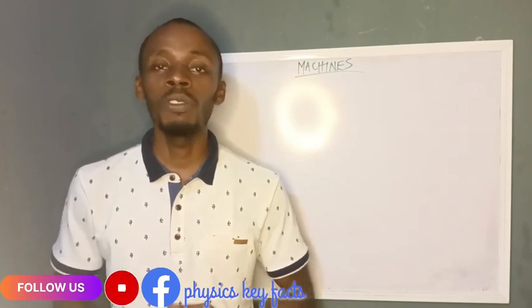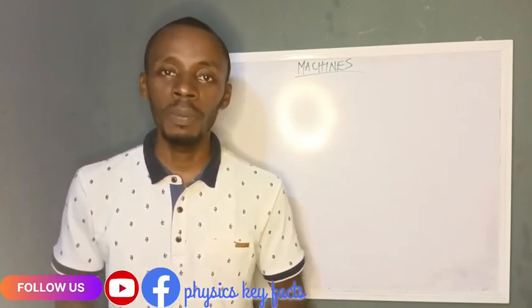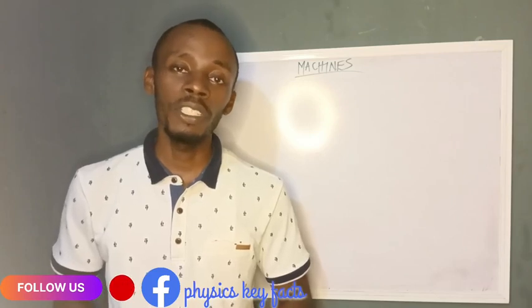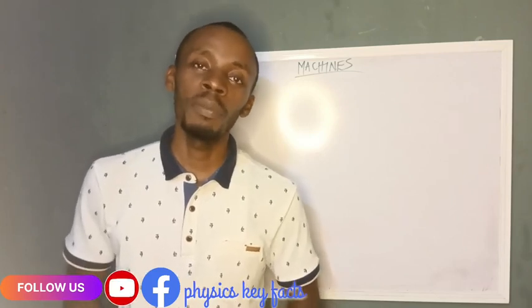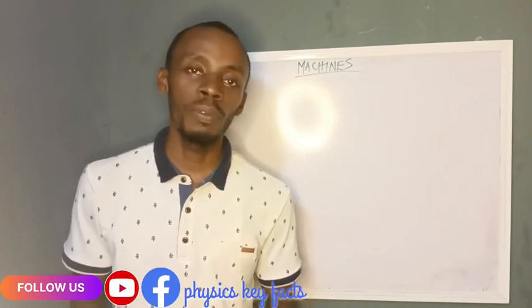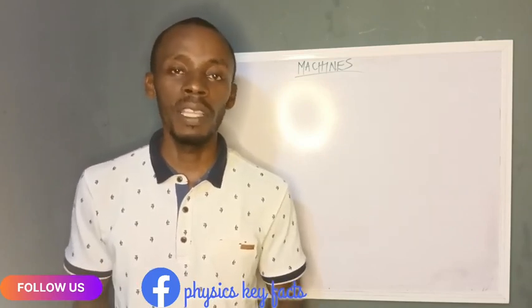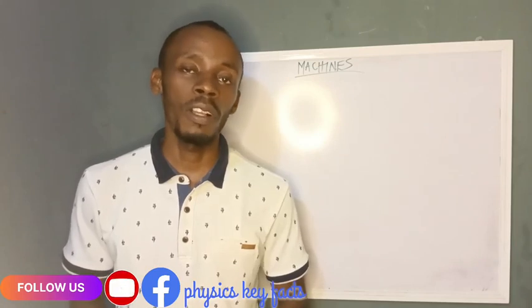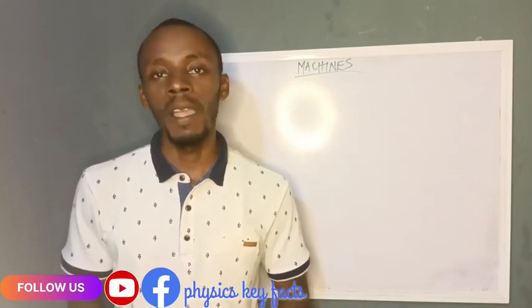Your opener, the one you use in opening drinks, is a simple machine. Nutcracker is a simple machine. Your hammer is a simple machine. Your plier is a simple machine. Your spanner is a simple machine. All these devices enable you to carry out a work with very little effort.